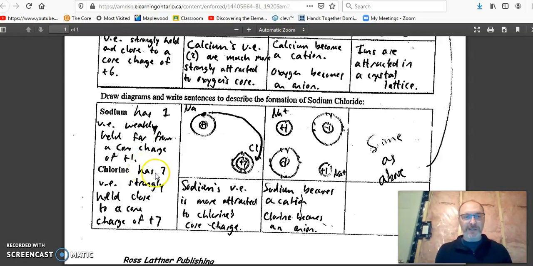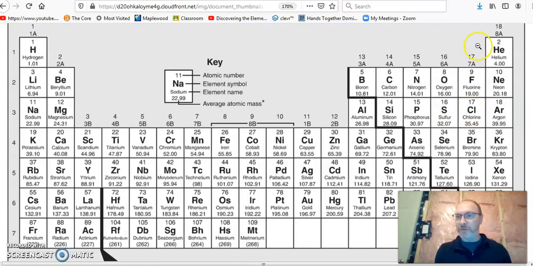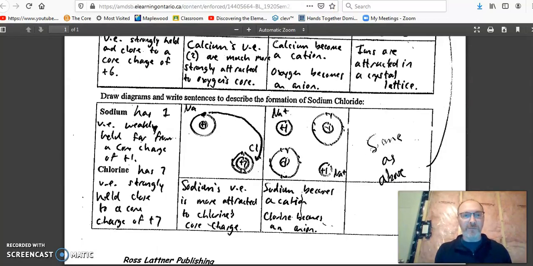Chlorine, though, has 7 valence electrons strongly held close to a core charge of +7. So you can see here 7 valence electrons for chlorine and 1 empty spot and a core charge of +7. Chlorine is over here in group 7A. There it is. So that's where we get that information.